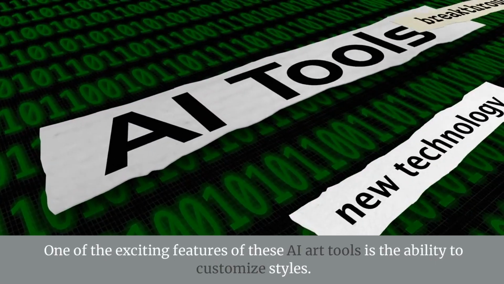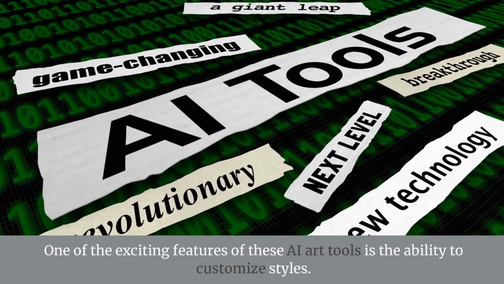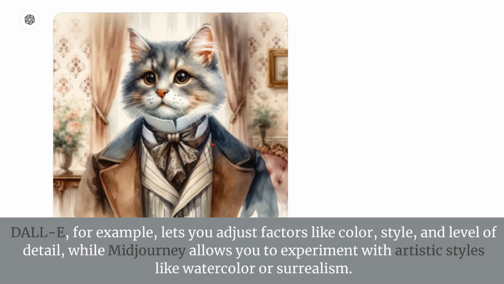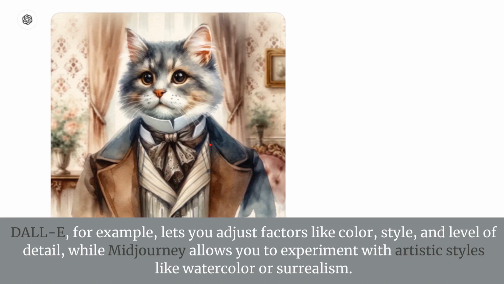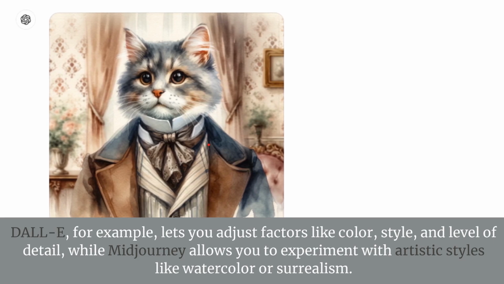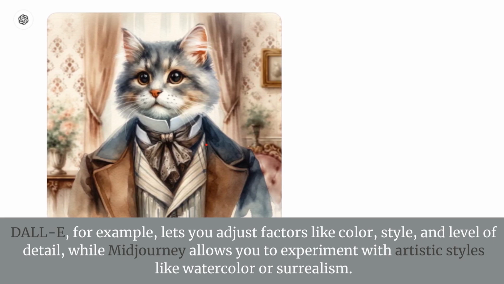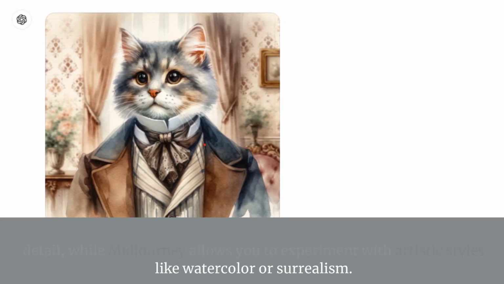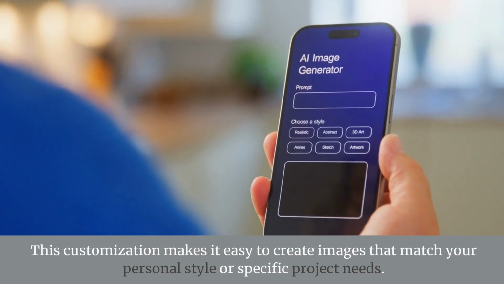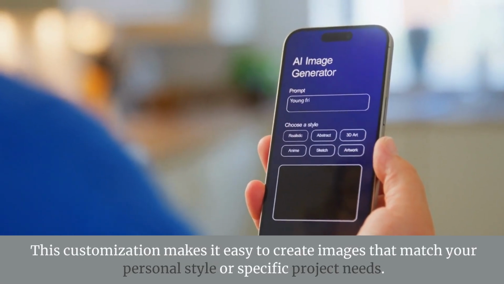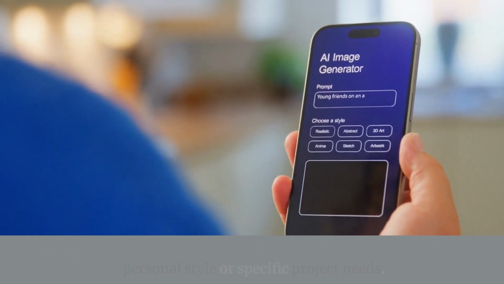One of the exciting features of these AI art tools is the ability to customize styles. Dall-e, for example, lets you adjust factors like color, style, and level of detail, while Midjourney allows you to experiment with artistic styles like watercolor or surrealism. This customization makes it easy to create images that match your personal style or specific project needs.